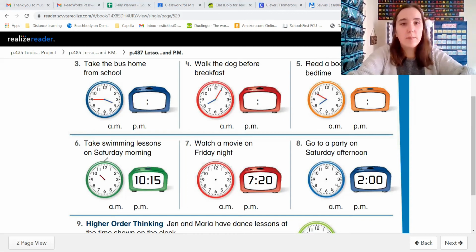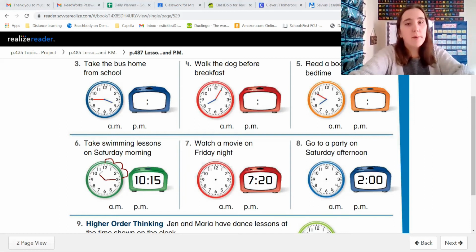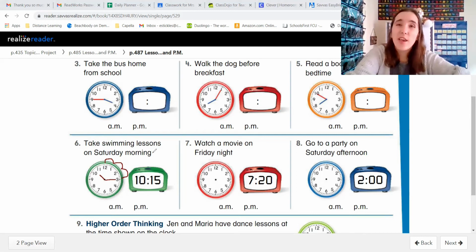And then for 15 minutes, I'm going to start at 0 or my 12 and count by 5s until I reach 15. So 5, 10, 15. So my minute hand is going to be pointed straight at the 3, and it's longer. So now both clocks show 10:15, and our activity is taking swimming lessons on Saturday morning. They already told us it's in the morning, right? So is that AM or PM? AM. Easy peasy.